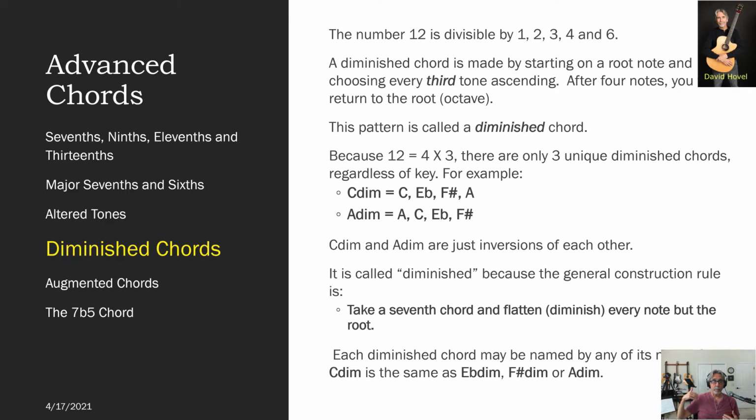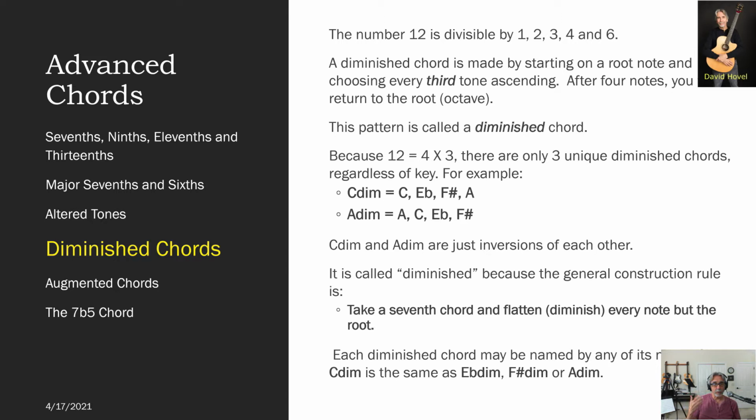And there's two kinds of chords that are constructed this way, diminished chords and augmented chords. I'll talk about why they're called that in a minute. A diminished chord is made by starting on a root note and choosing every third tone as you move up. Once you've gotten 4 notes, you're back to the octave, and you'll see that the pattern starts over again. And this is called a diminished chord.